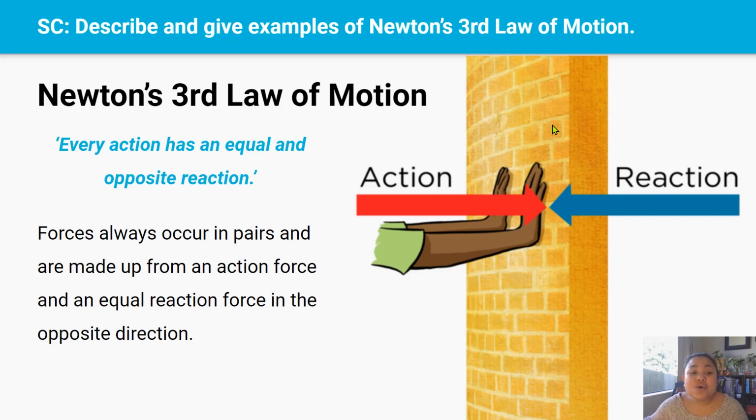So Newton's third law states that every action has an equal and opposite reaction. Because forces always occur in pairs, and they're made up of an action force and an equal, so equal in size, and opposite reaction force. Opposite meaning going the opposite direction of the action. In this picture here, we've got a person pushing with their hands onto a wall. The action force is that pushing onto the wall. And the reaction force is the wall pushing back onto this person's hands. And you can see that the action is equal and opposite to the reaction force.